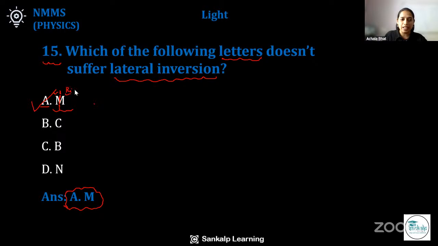Here, this is right part and this is left part. In mirror, what happens? This right part looks like this and left part looks like this. Again, this is M, but not in case of C, B, and N. They look different.